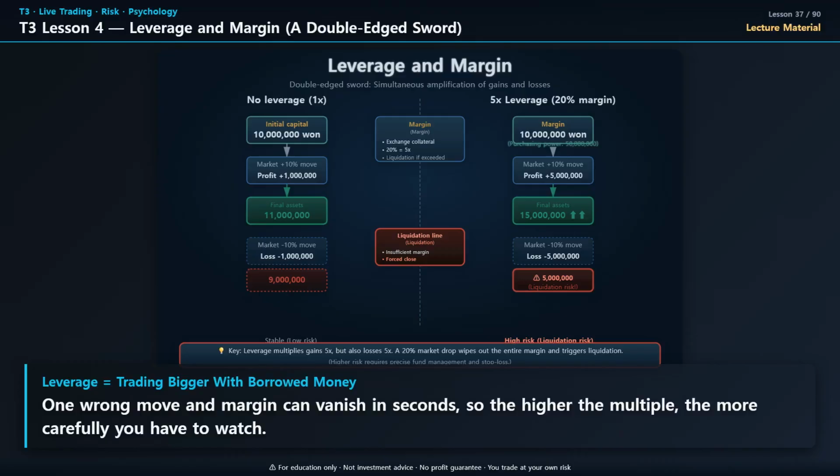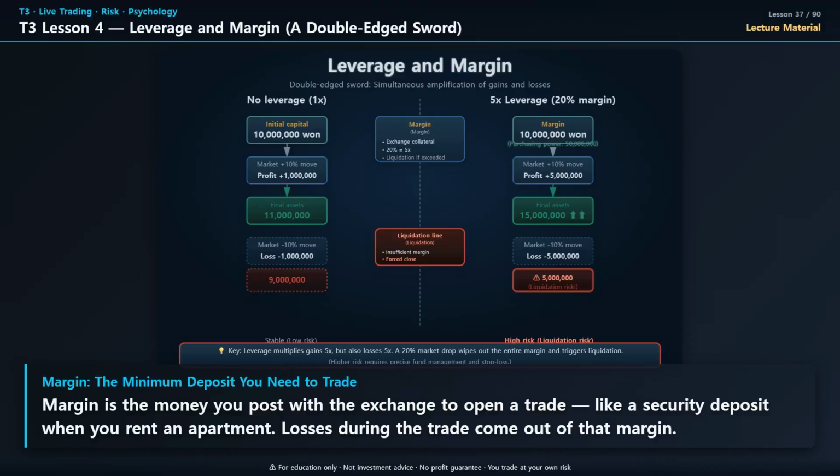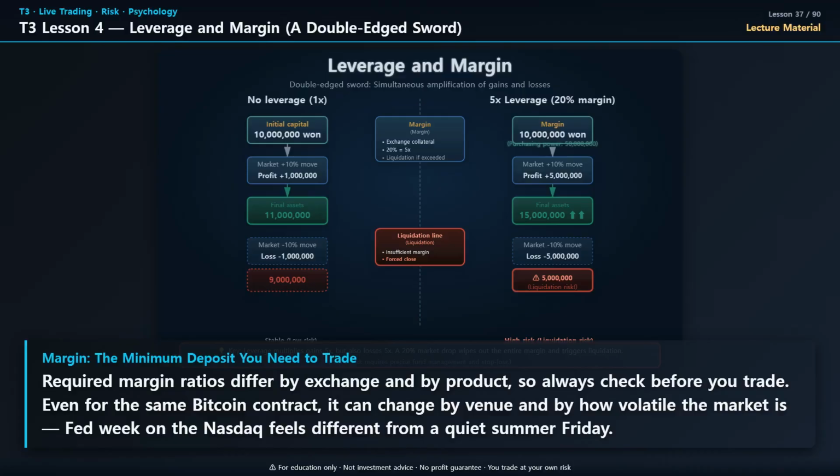One wrong move and margin can vanish in seconds. So the higher the multiple, the more carefully you have to watch. Margin is the money you post with the exchange to open a trade, like a security deposit when you rent an apartment. Losses during the trade come out of that margin. Required margin ratios differ by exchange and by product, so always check before you trade. Even for the same Bitcoin contract, it can change by venue and by how volatile the market is. Fed week on the Nasdaq feels different from a quiet summer Friday.